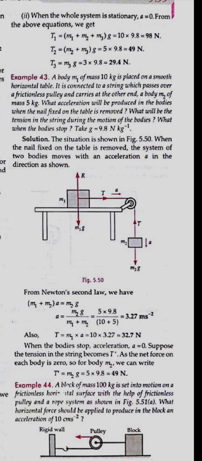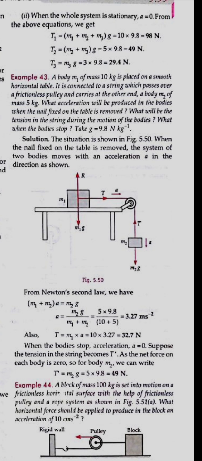So Newton's second law, we know that the force acting on one body will be equal to that of the second one. Here you see that m2g is acting in the downward direction, and similarly m1g is also acting downward. So tensions will be in the rope due to these reactions, and mg will have a reaction force also. But the question was, what acceleration will be produced in the body when the nail fixed on the table is removed? When the nail is removed, the bodies move with acceleration a in the downward direction, where the weight is pulling.